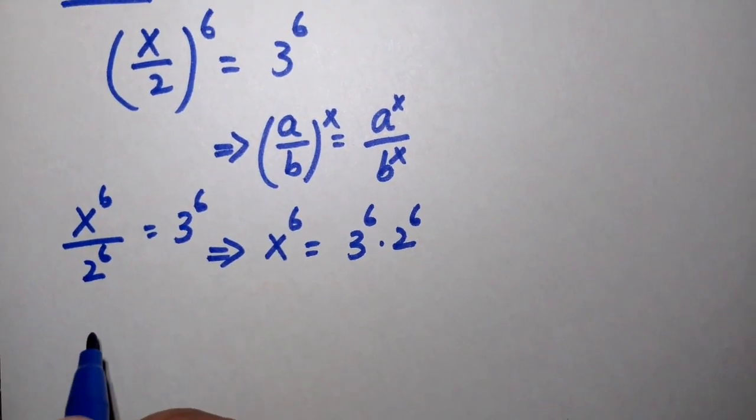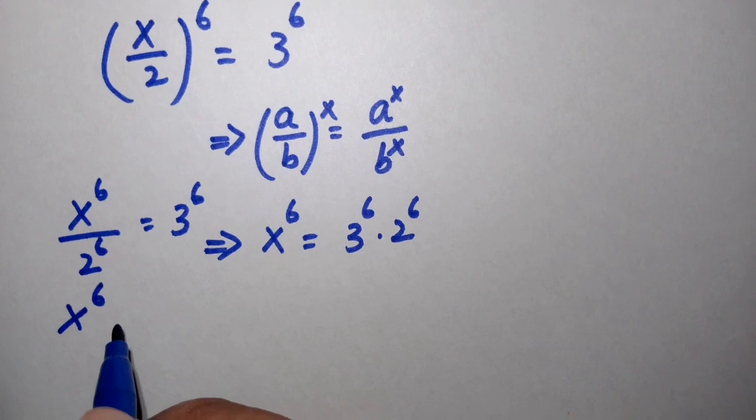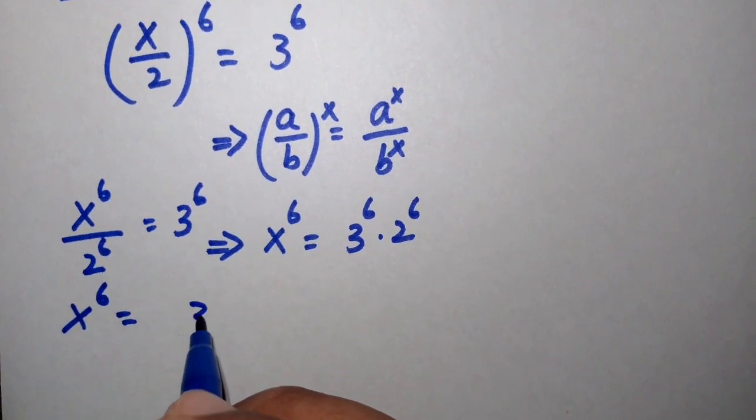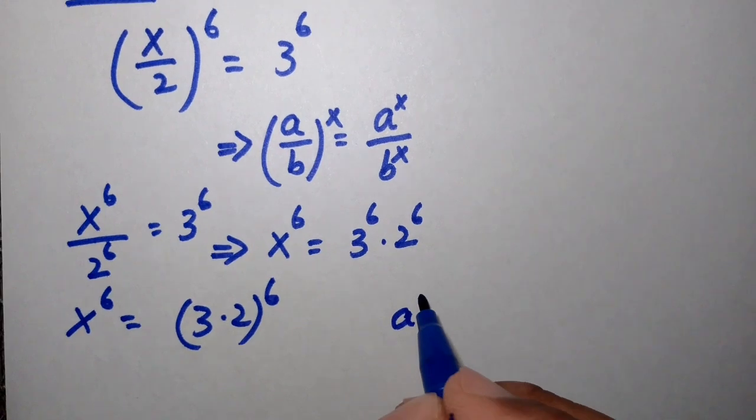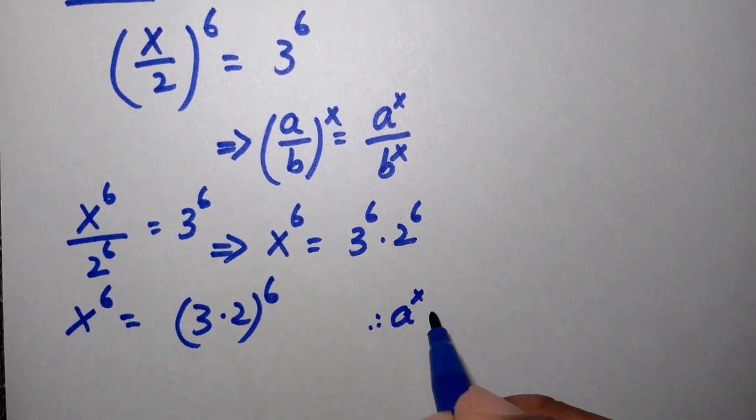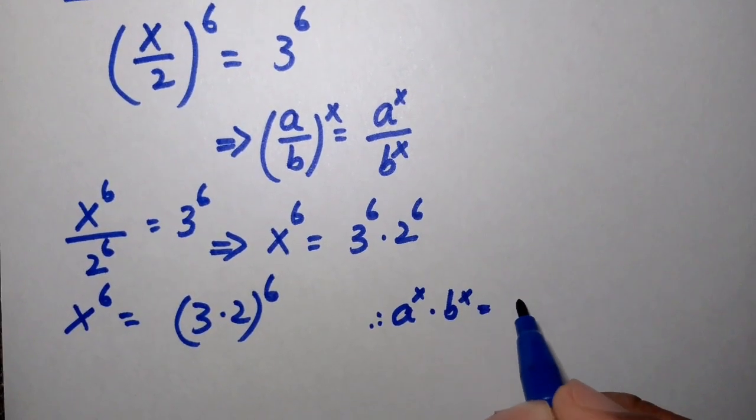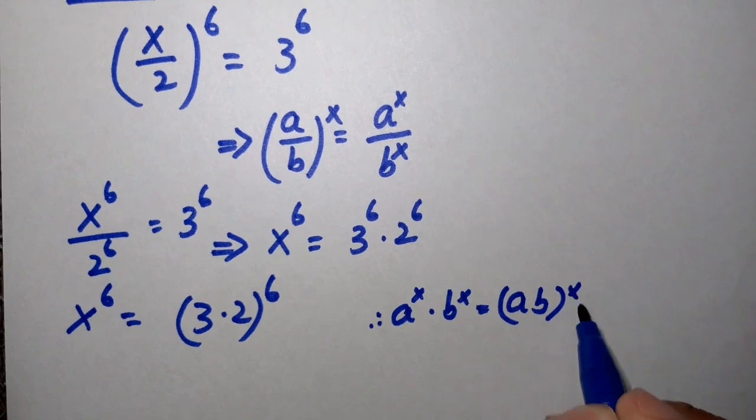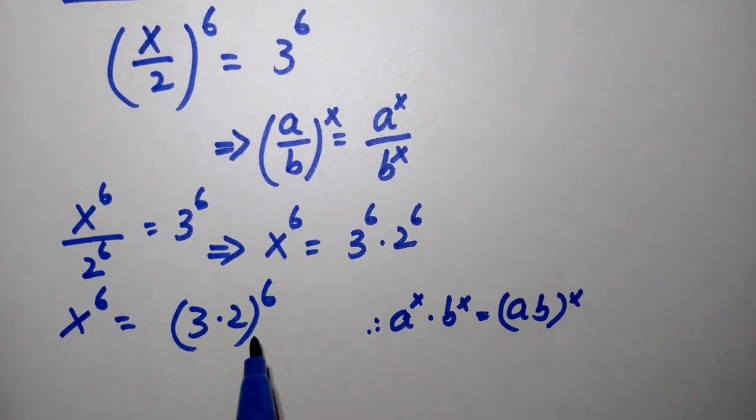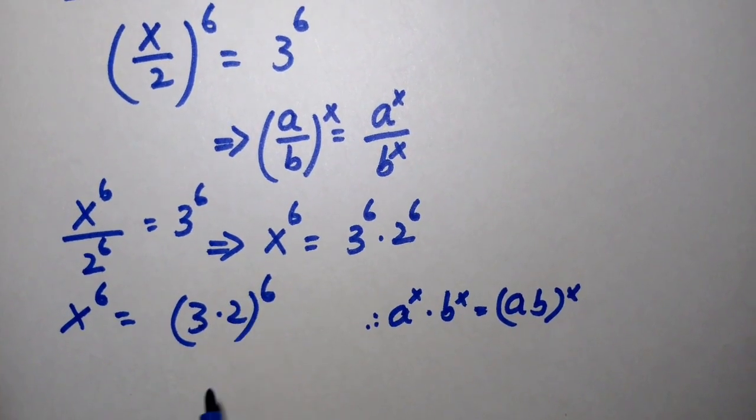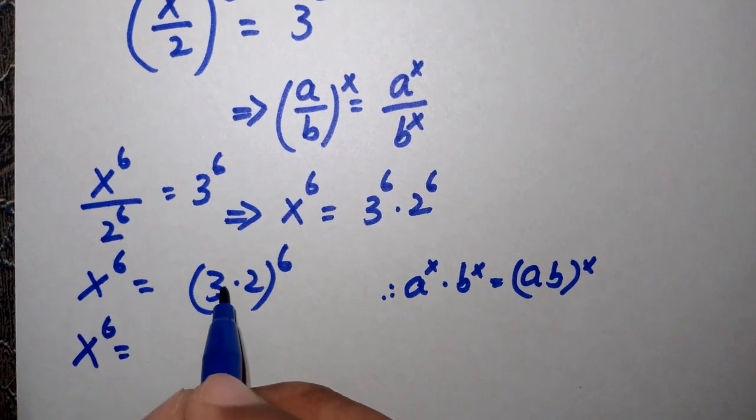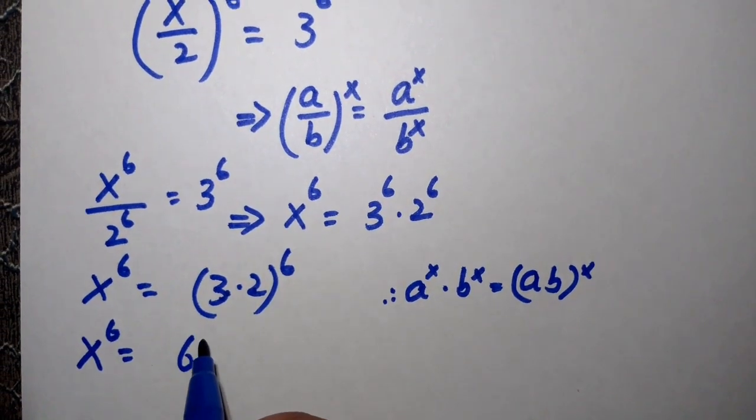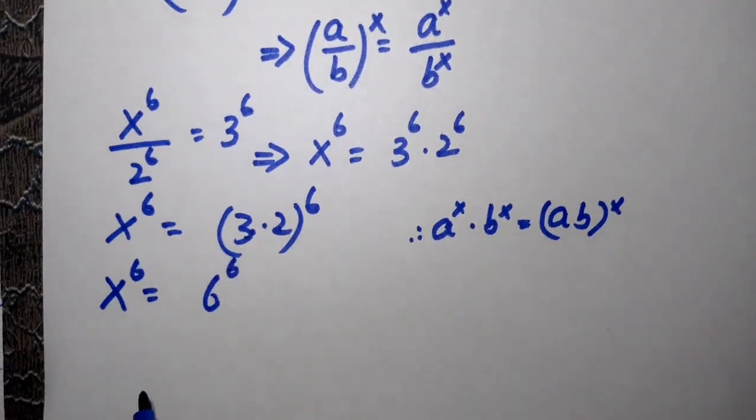So here we can write it as x^6 is equal to 3 multiplied by 2, to the whole power of 6. We know that a^x multiplied by b^x can be written as (ab)^x. So we can write it as (3 × 2)^6. So then x^6 is equal to 3 × 2, which is 6 to the power of 6.